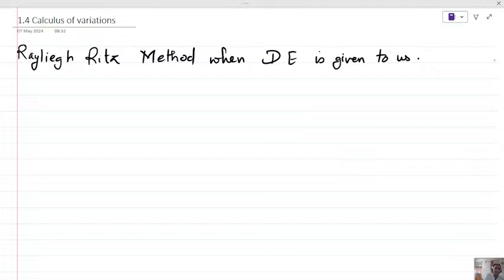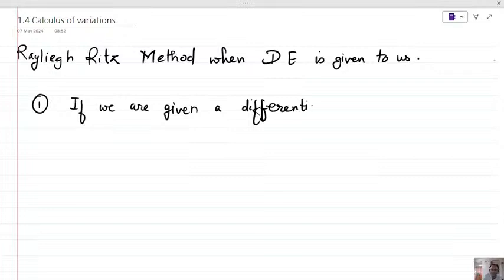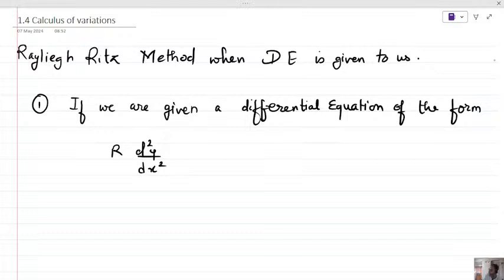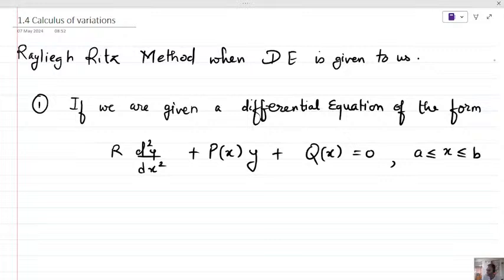So the first important thing when you do the Rayleigh Ritz method and you are given a differential equation: number one, if we are given a differential equation of the form r d square y by dx square plus p of x y plus q of x equal to 0 in the interval where a is less than x less than b, something like this.